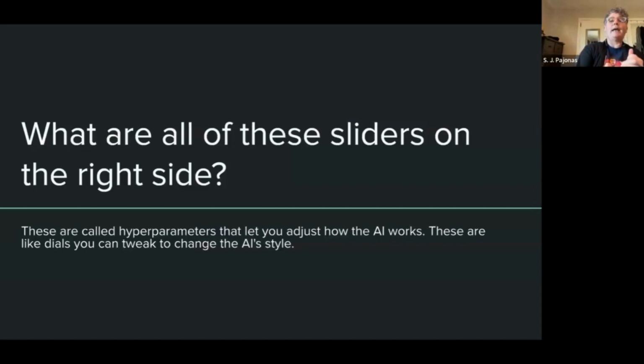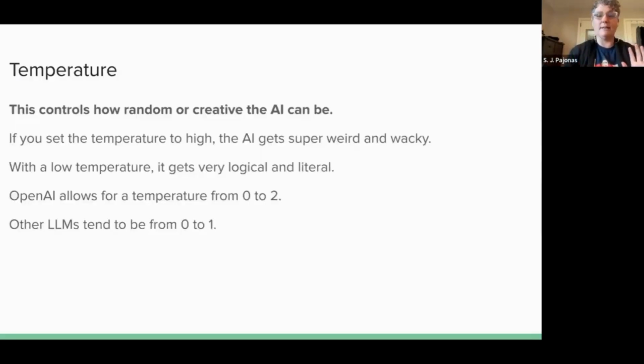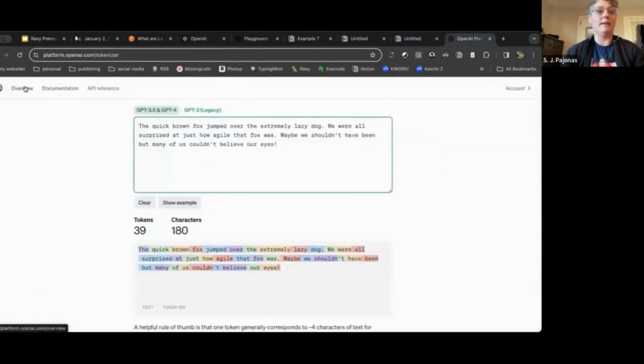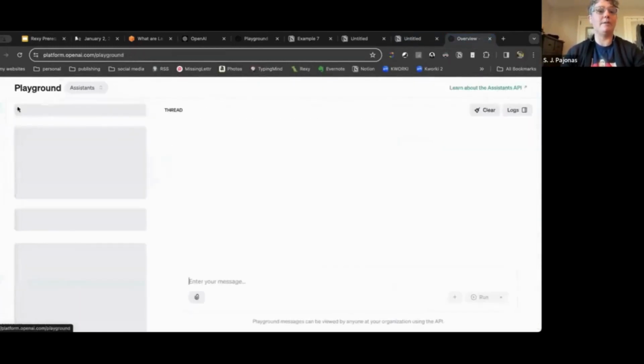Okay. And that's the perfect time to show you the OpenAI playground, because we're going to look at all of these sliders that are on the right-hand side of the playground, okay? Because they're called hyperparameters and they let you adjust how the AI works. These are the dials you can tweak to change the AI style. We will go to one of those right now. I like playgrounds. They're fun.